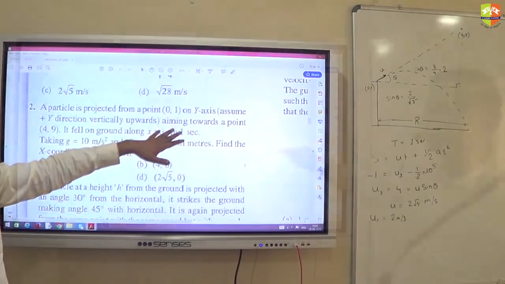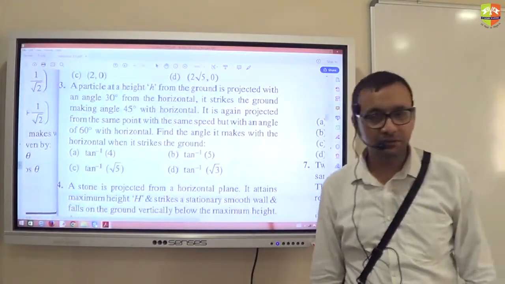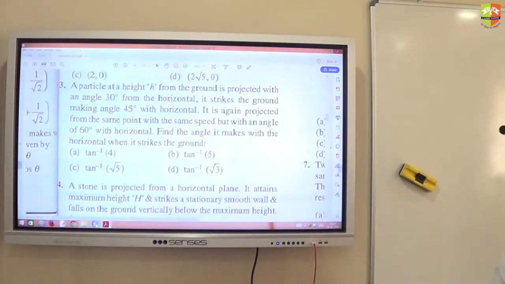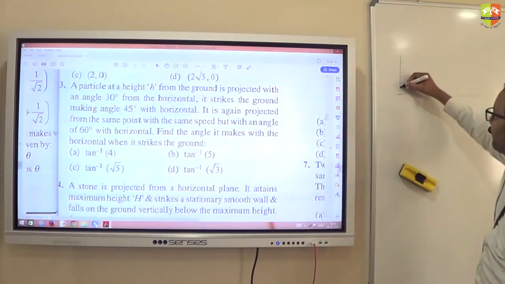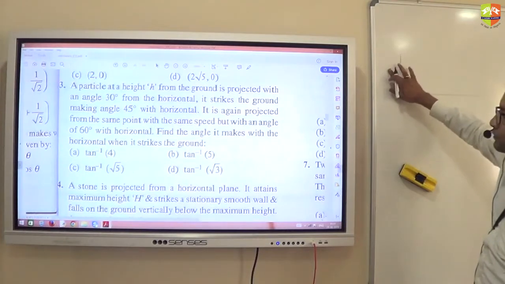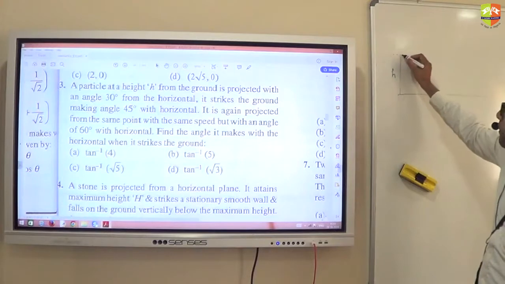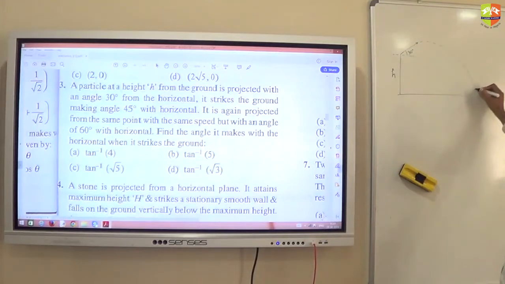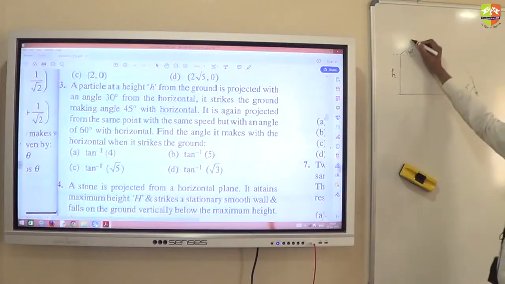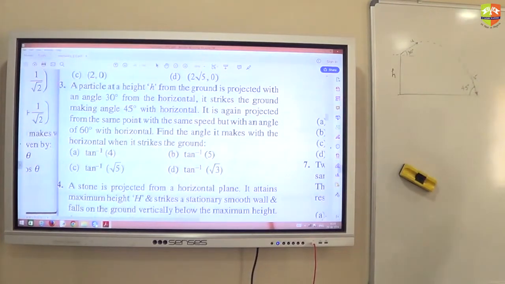Have you understood this? Please solve question number 3. You have 3 minutes. Simple, no? 30 degree angle strikes. It is projected from a height h at angle 30 degree, let's say it hits the ground, and right now this velocity is making 45 degrees. This is initial velocity and this is the final velocity. Like this.